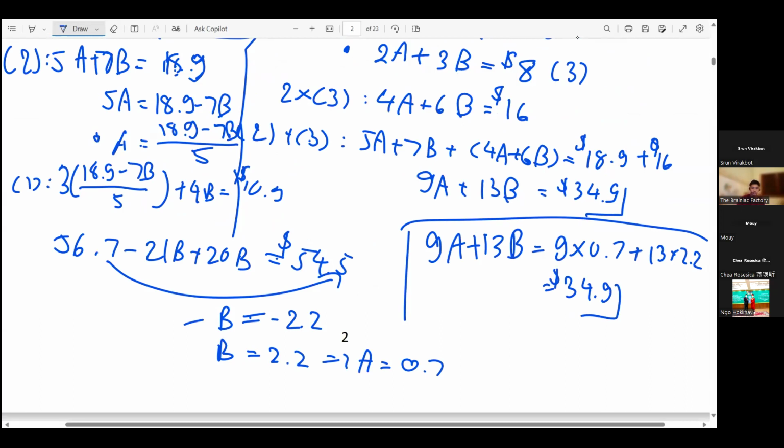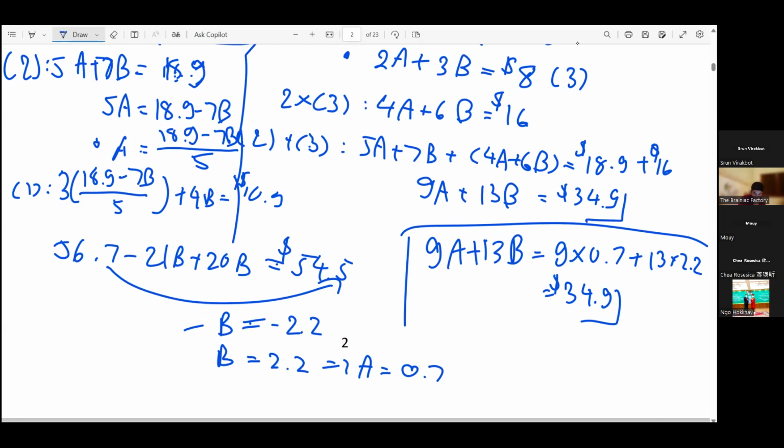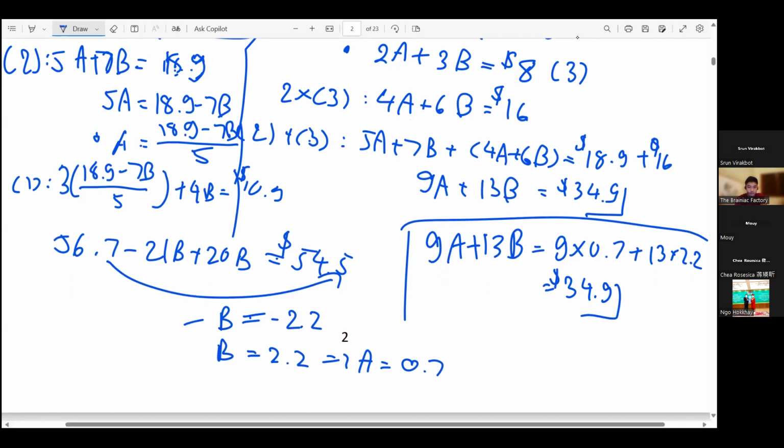In this question, does anyone have any problem with it? Yeah, I assume everyone has understood it, and we'll move on to the third question.